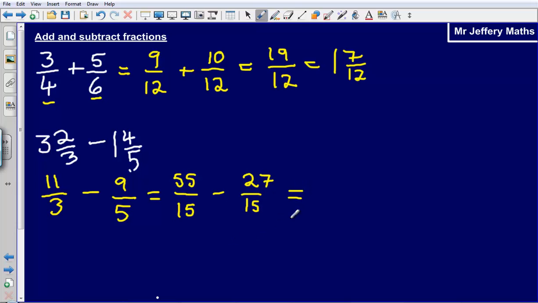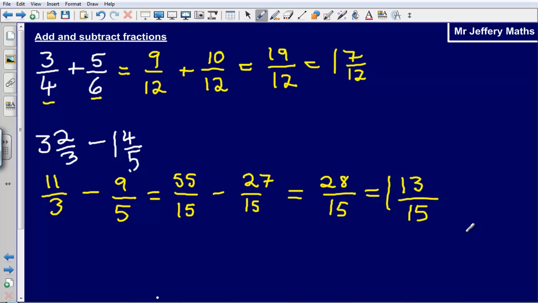So now I have 55 over 15 minus 27 over 15, and that is going to give me an answer of 28 over 15. I'm then just going to turn this back into a mixed number. How many 15s fit into 28? 1 with a remainder of 13 15ths. So there's the two examples.